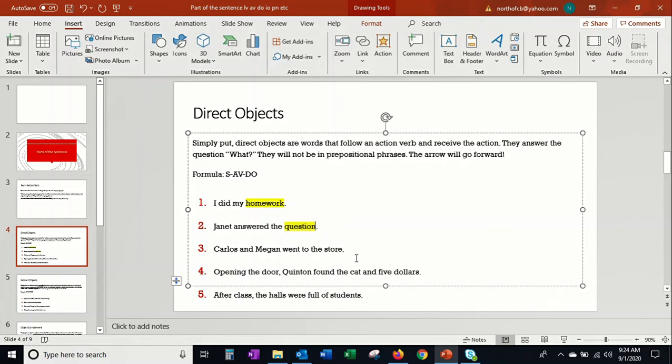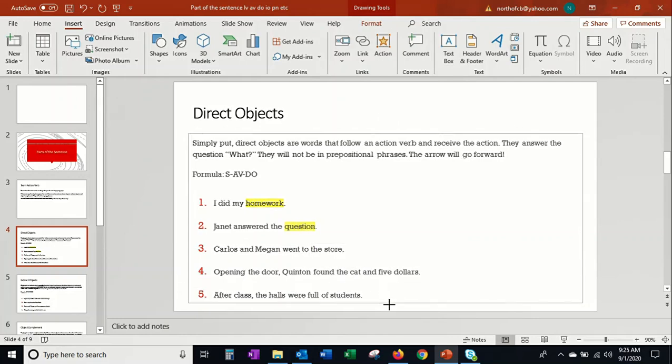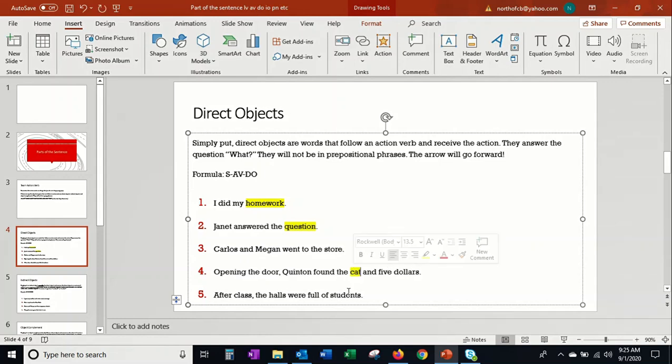Okay, we're going to skip number 3 for just a second. Let's look at number 4. Opening the door, Quentin found the cat and $5. Found. Who found? Subject, Quentin. What did he find? Let's pass that ball forward. He found the cat. Direct object. Quentin found what? $5. Arrow goes forward. Ball gets passed forward. So we have two direct objects in this case, cat and dollars. Let's go back and look at number 3. Found what? Cat and dollars.